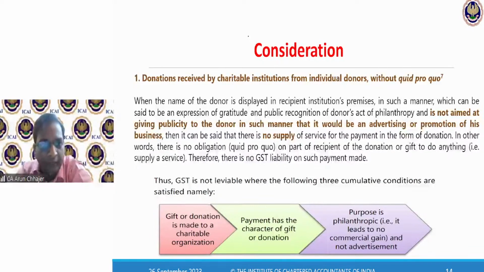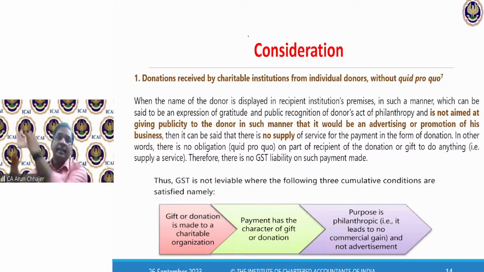The first example: the donation received by the charitable institute from an individual donor without quid pro quo. What is the meaning of quid pro quo? For something in response or in exchange of something. Let's say I'm providing the teaching and you are providing the consideration to me. So it is quid pro quo.